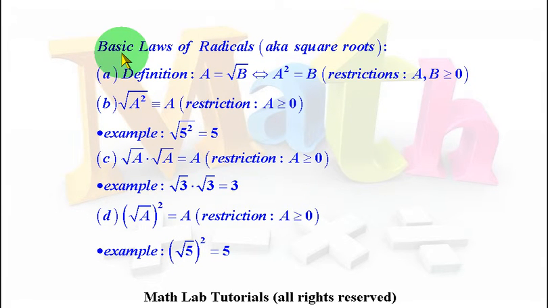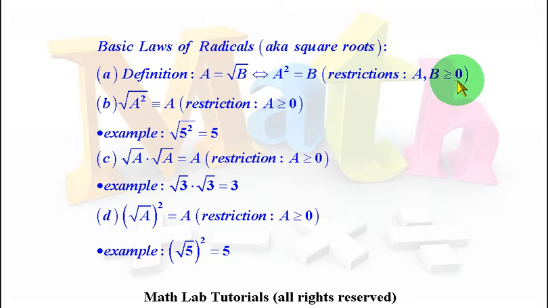The first thing we need to do is to discuss the basic laws of radicals, aka square roots. We start off with part A, which is the definition of a square root. We call the number A the square root of B if and only if, that's what that symbol means, A squared is equal to B. Okay, so again, A is called the square root of B if and only if, when you square it, you get B back. That's provided we adhere to these restrictions, that A and B must both be greater than or equal to 0.